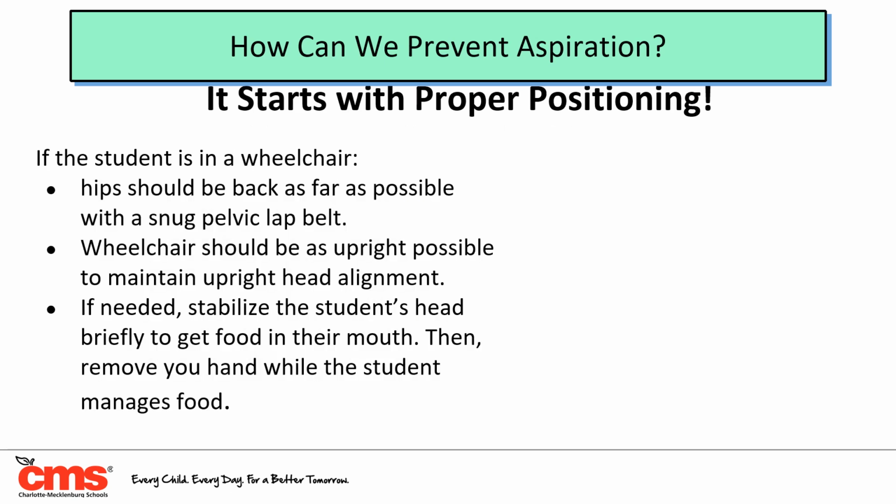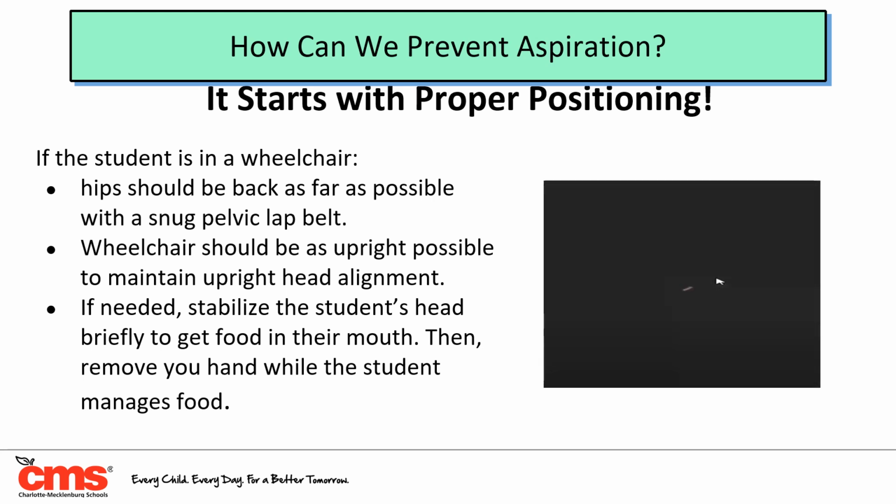If the student is in a wheelchair, hips should be back as far as possible with a snug pelvic lap belt. Wheelchairs should be as upright as possible to maintain upright head alignment. If needed, stabilize the student's head briefly to get food in their mouth, then remove your hand while the student manages food.